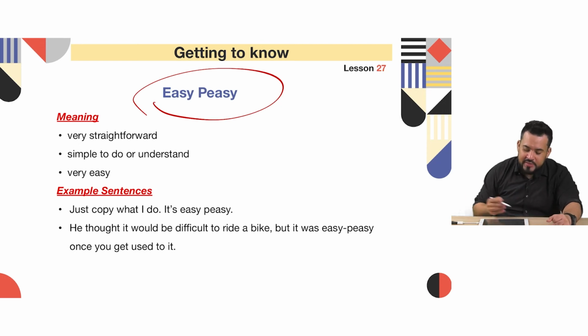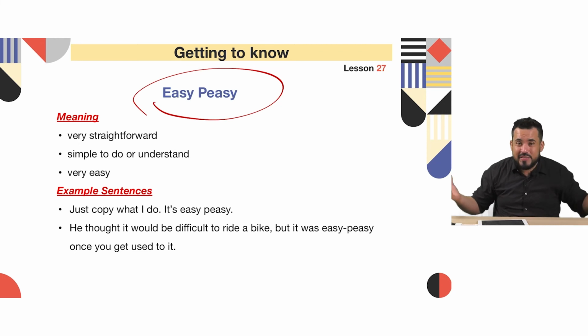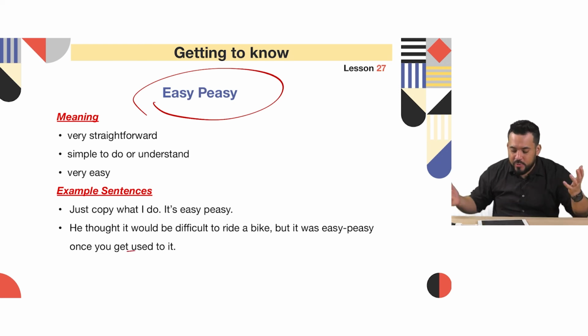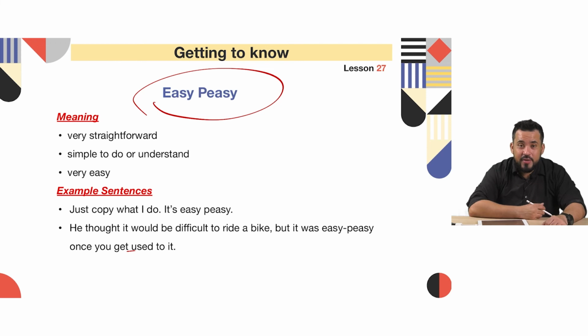All right. Let's take a look at some examples. Just copy what I do. Easy peasy. Just do like I do. It's easy peasy. Or he thought it would be difficult to ride a bike, but it was easy peasy once you get used to it. So he thought it would be difficult to learn how to ride a bike, but once he got used to it, it was easy peasy.